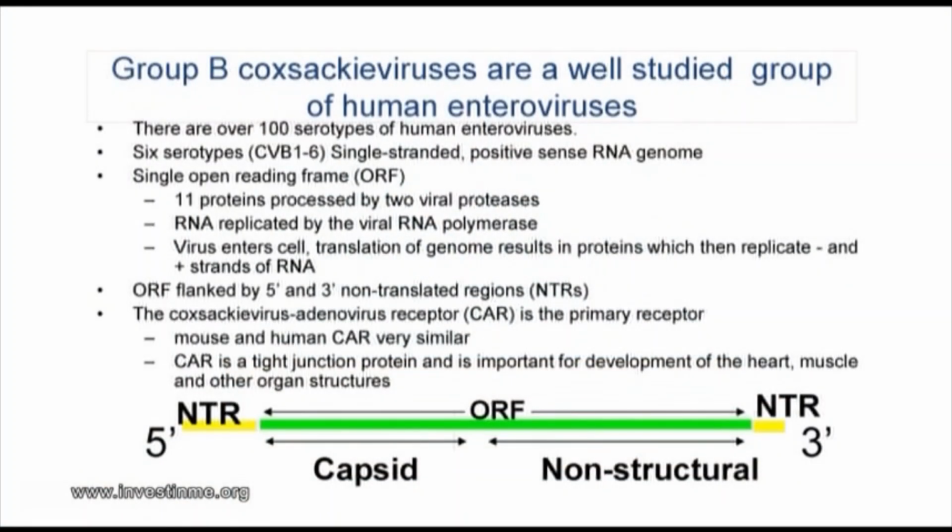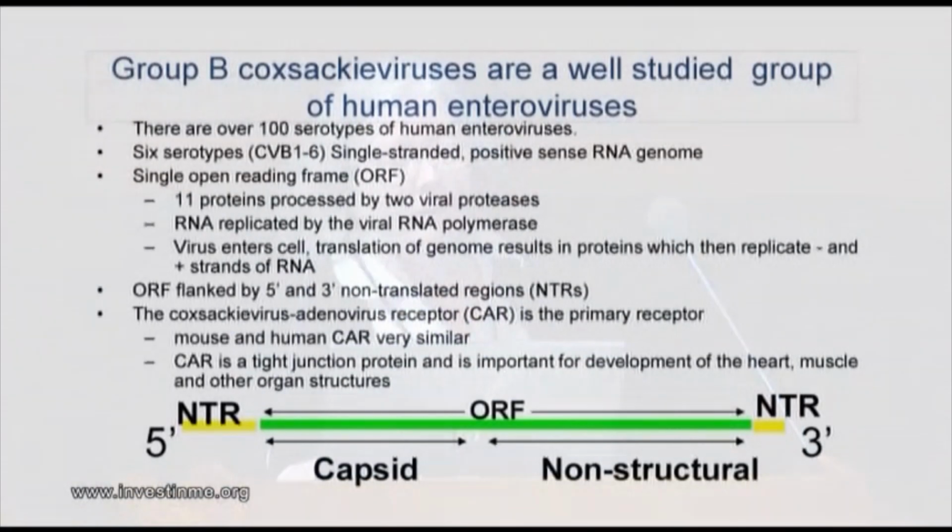I particularly work on the group B Coxsackie viruses. It's one group of human enteroviruses, but I want to emphasize that there are a lot of different serotypes of enteroviruses, and these are very common viral infections. If you were to take any population and sample that population to see if they had these infections, in every population you would find people who had an enterovirus infection.